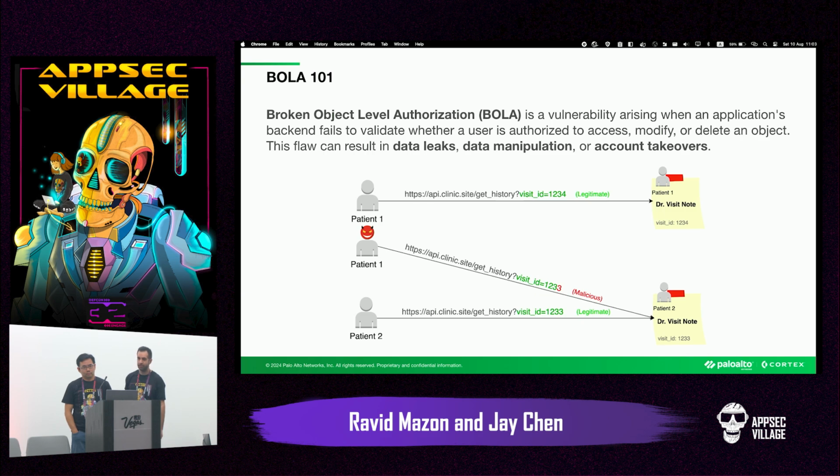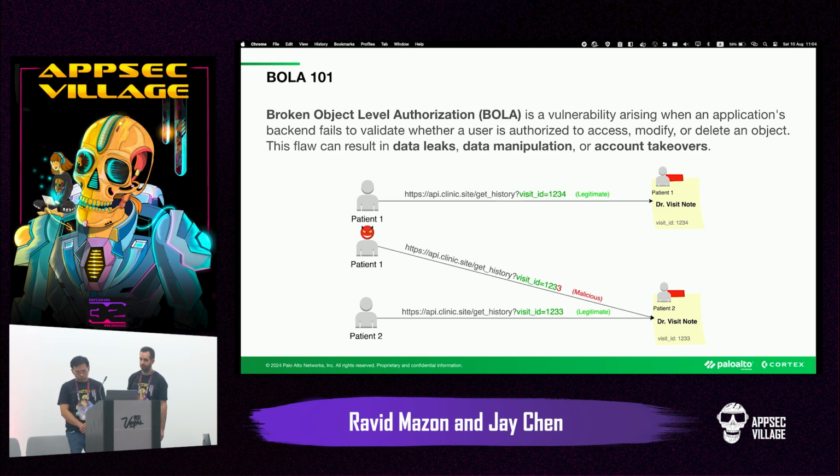And let's understand first what exactly BOLA is. So if you take a look at this example, we have a clinic application. And we have a patient that can query his visit ID and get his doctor notes. Pretty straightforward. But what would happen if this patient decided to act maliciously and try to fetch another visit ID that does not belong to him? If he would be able to do it, it means that the backend has an authorization issue. And this is basically a BOLA.